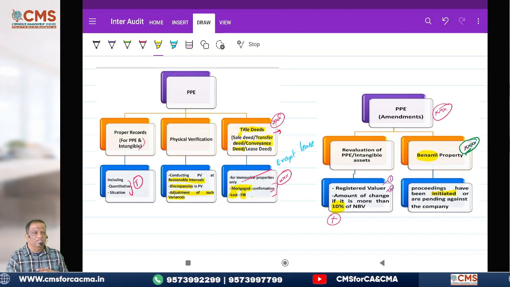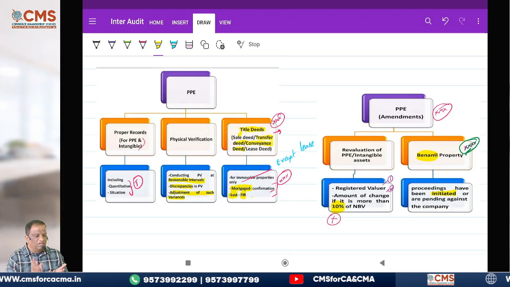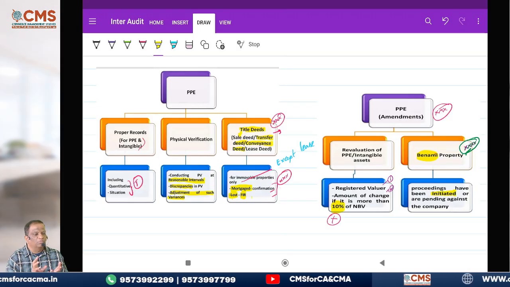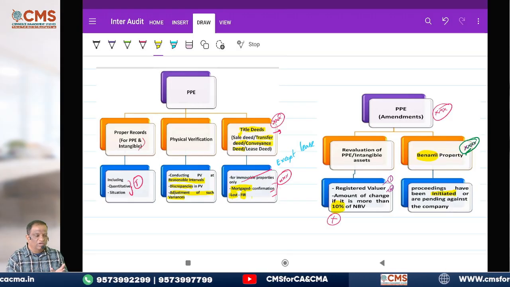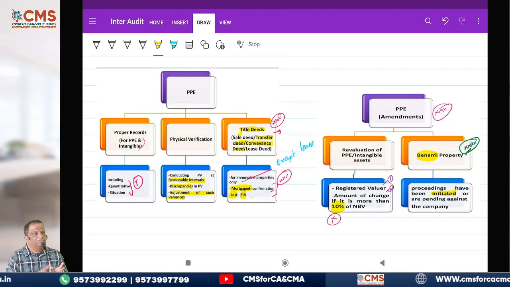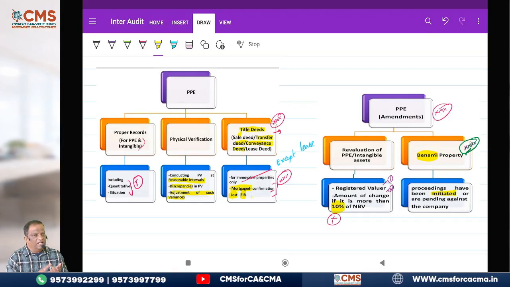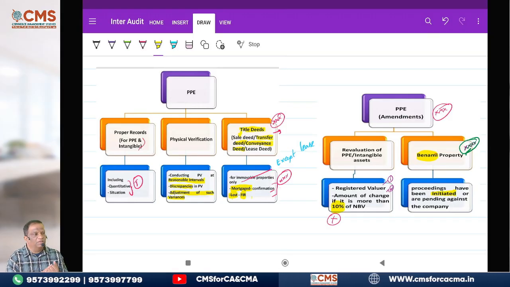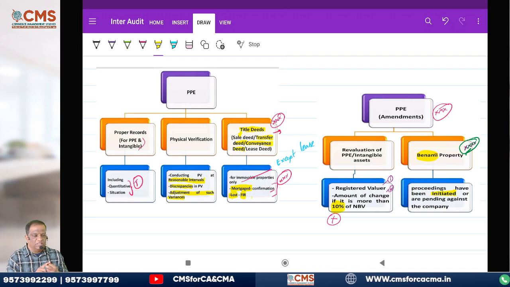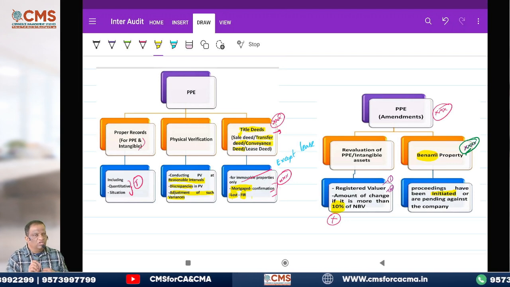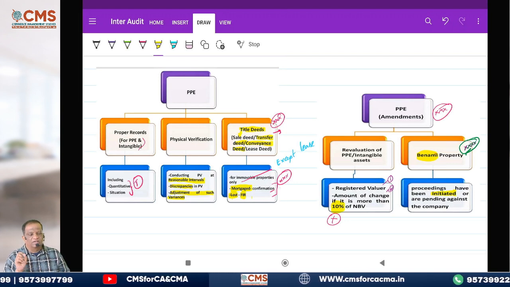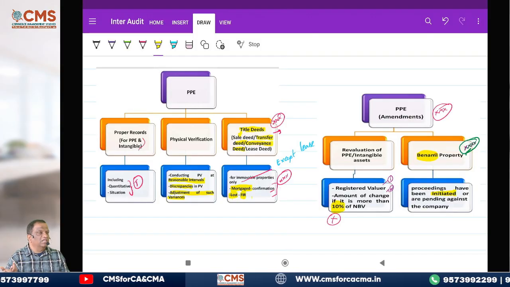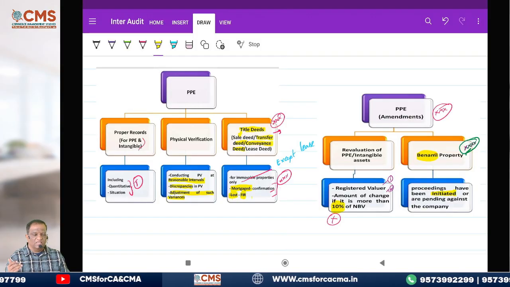Then for PPE, now look at it and tell me. There are 5 points you have to remember with regard to PPE, where the auditor has to comment. What are those points? Proper records, physical verification, title deeds, revaluation of PPE, and Benami properties. Now, in the title deeds, generally I will verify physical title deeds, but in two cases I may not be able to see. One is a mortgage, second one is a loss.